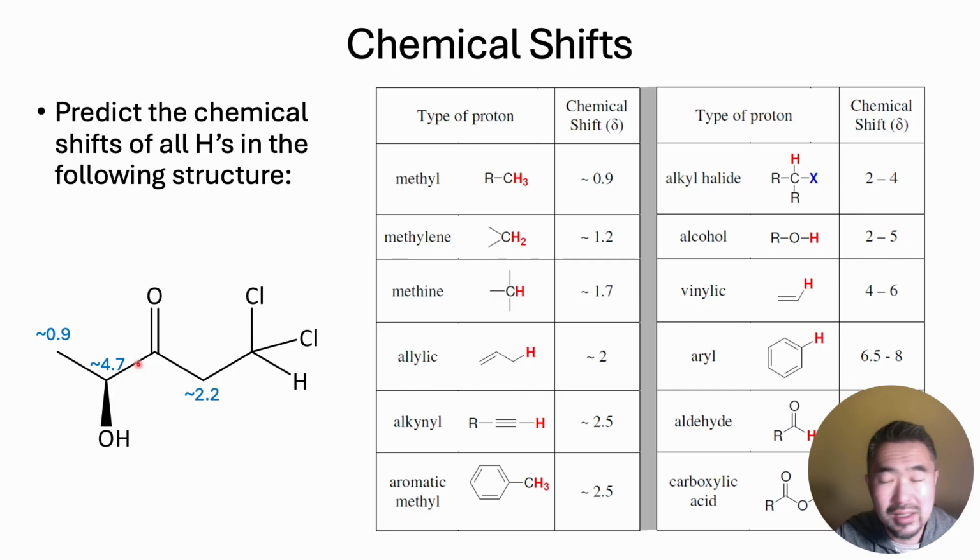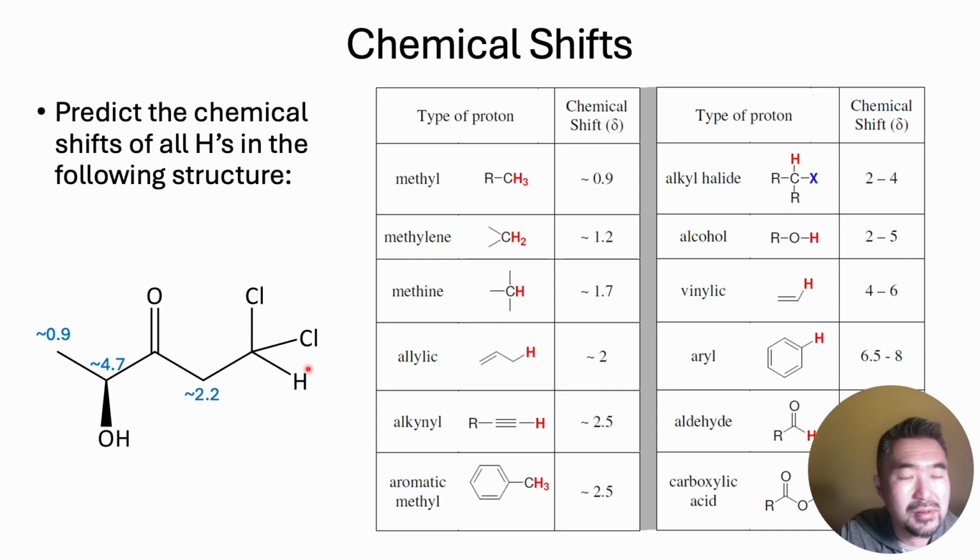Now, this proton is next to a carbonyl. The base for methylene is again 1.2. Next to a carbonyl adds 1.0-ish ppm, so we expect around 2.2. Now, in real life, this is probably going to be a little bit more downfield because it's also somewhat beta to these chlorines. But again, that gives us the ballpark.